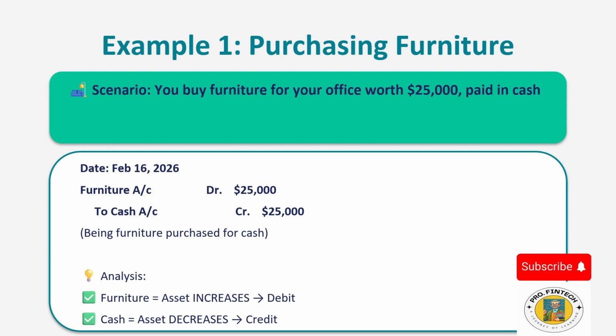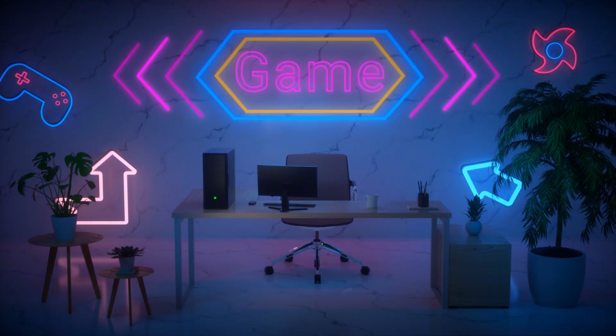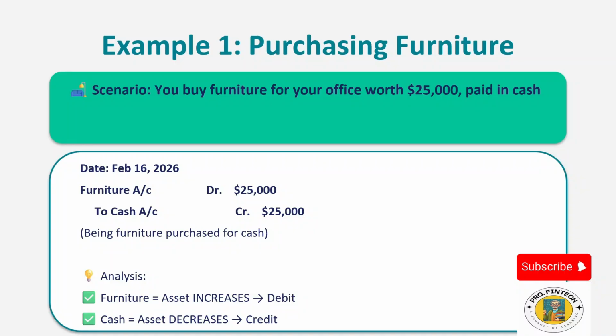Let's say you are setting up a new office and you need to buy furniture, desk, chairs, cabinets. You go to a furniture store and buy $25,000 worth of furniture, paying in cash. How do you record that? First, identify the accounts. We bought furniture, it's an asset, and we paid cash, also an asset. Apply DEA LER rule, both are assets, so they are in the DEA. Determine debit and credit. Furniture is increasing, so we debit it. Cash is decreasing, so we credit it.